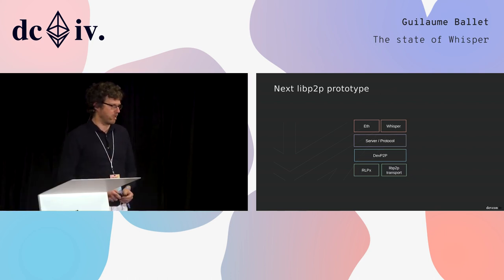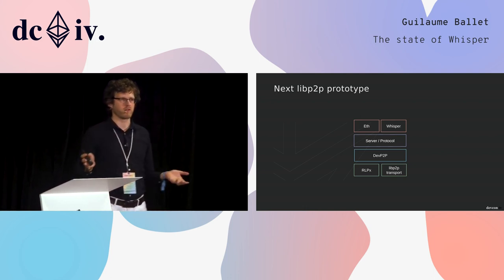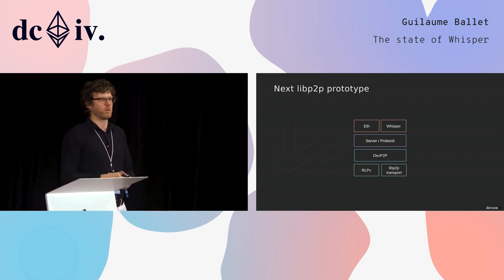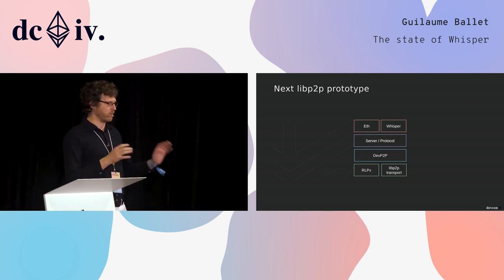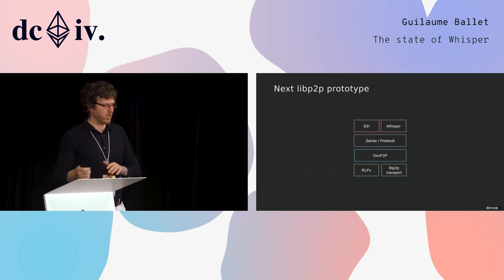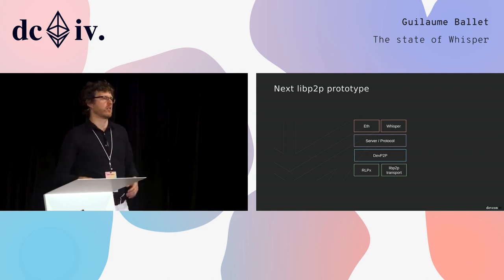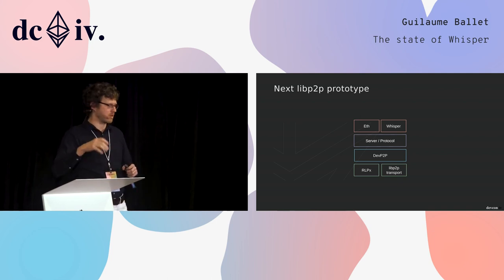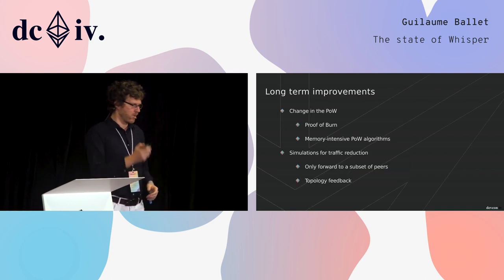The goal would be to end up with this. So we just keep Dev2P for now to benefit from all the security we have so far, and we slowly phase out RLPX, and we use the transport layer of LibP2P. And over time, we slowly replace components of Dev2P with LibP2P, if that makes sense.